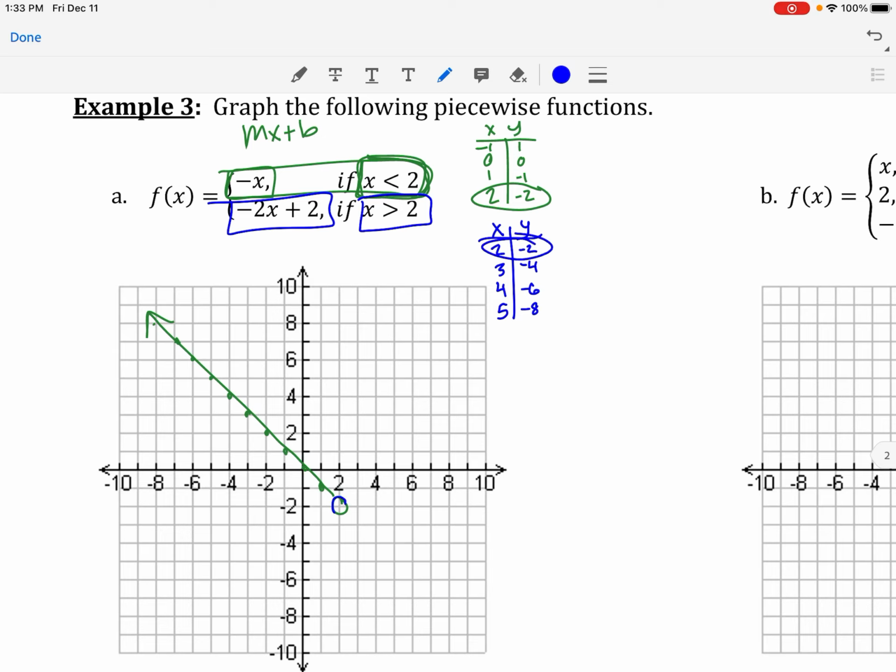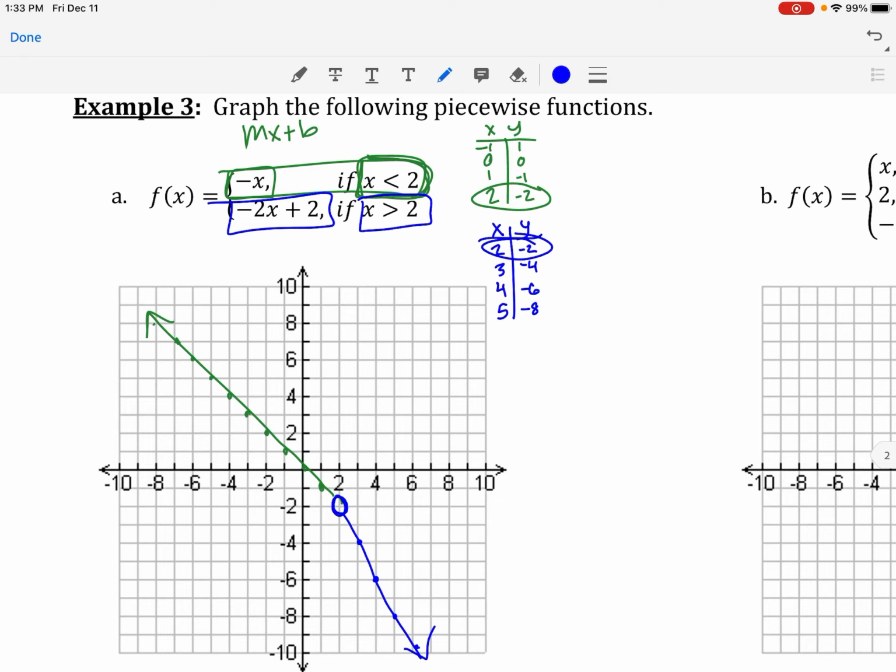So 2, -2. Oh, and they connect, but it's still open because it's not an equal to sign right there. So still open. And then we go 3, -4. Yep. And we go down from there using our new slope. Okay, so it looks like a line that's kind of bent and it has a circle in the middle. So there's our first piecewise function.